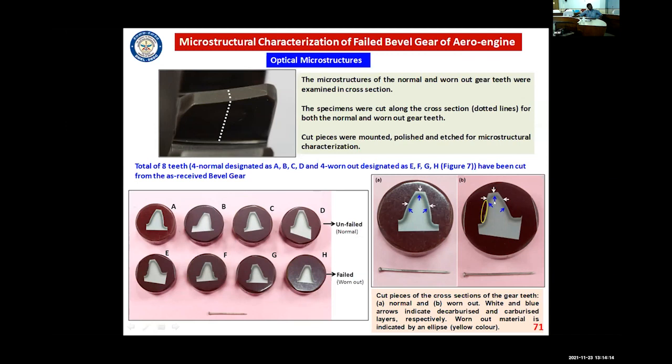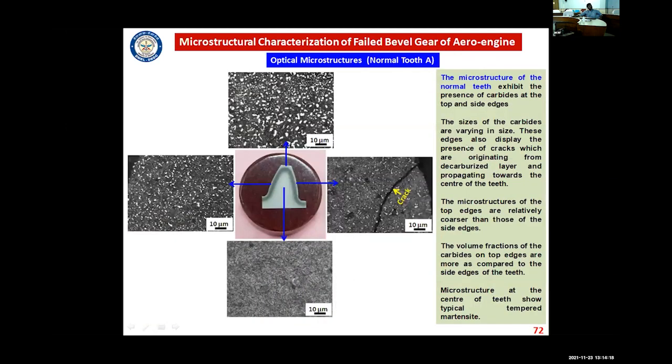And here you can see the metal removal, whatever I showed earlier, on the teeth surface. If you see the microstructure clearly at the top edge of the teeth, you have some kind of precipitates. Some of them are fine and some are coarse, and the shape and size of the precipitates vary. If you see the side edges, you have fine precipitates on both sides compared to the top edges, and there is a formation of a crack. But at the center, it is mainly tempered martensite.